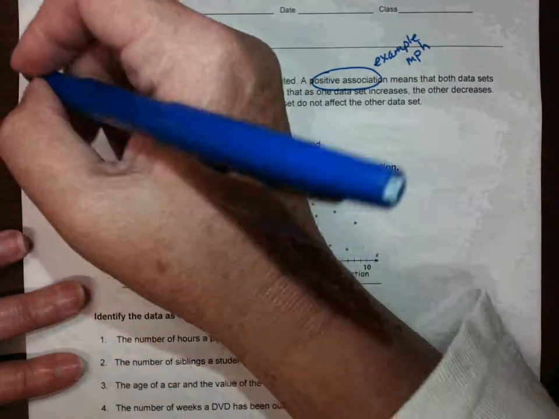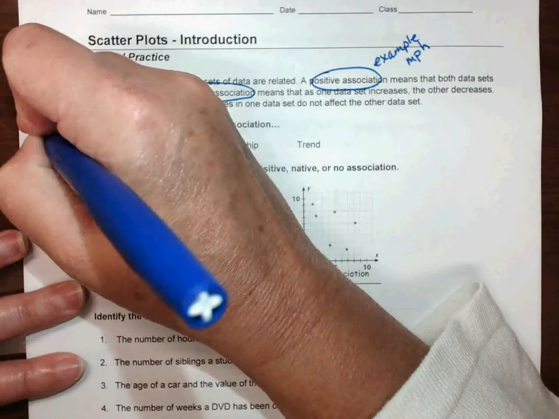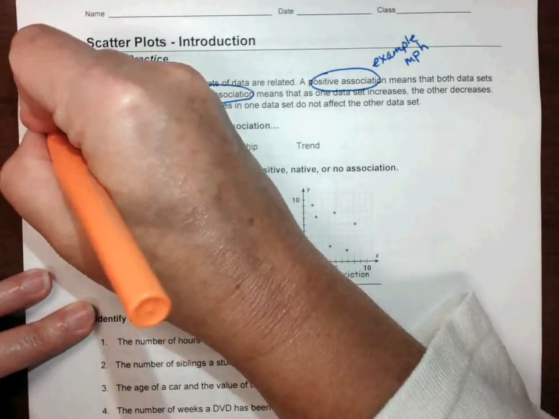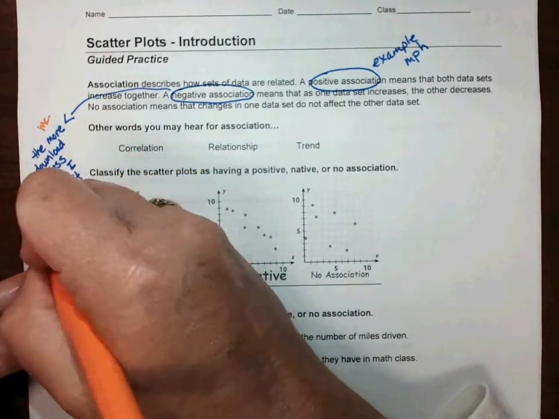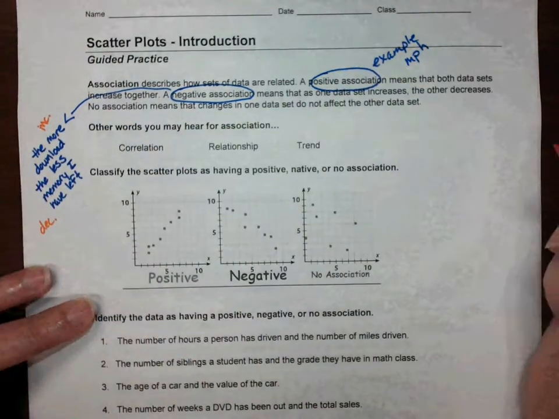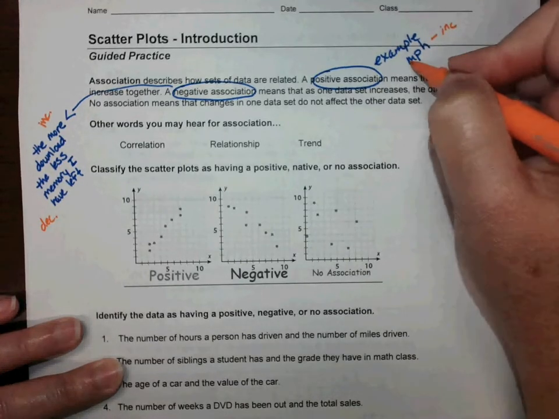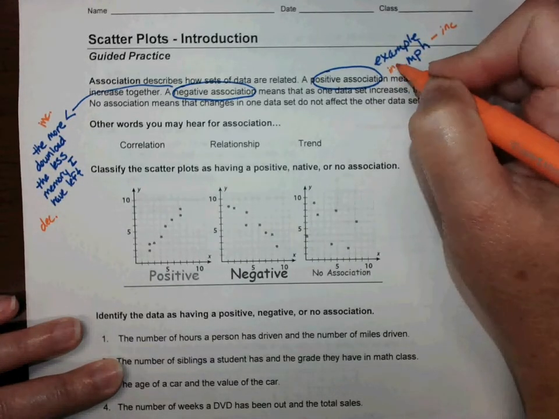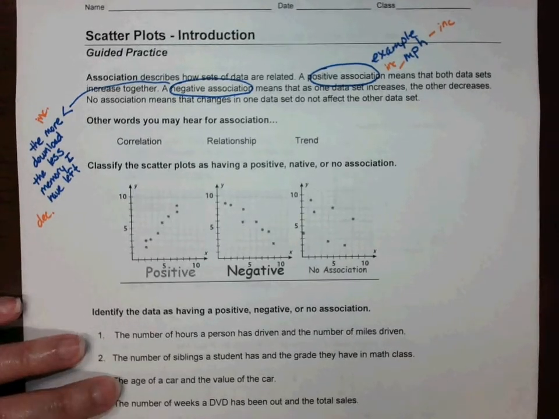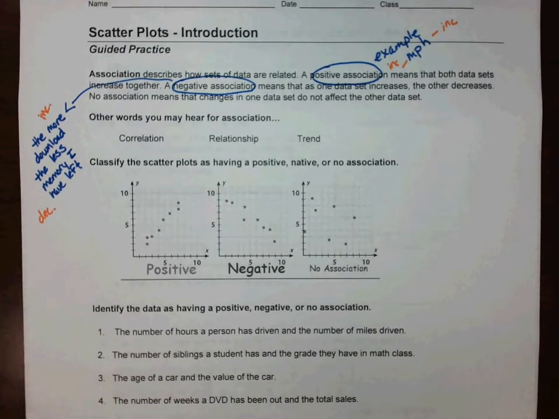So this one would be increasing. Let me write this. This would be increasing while your memory is decreasing. Okay? Here, miles per hour, it's increasing, the hours are increasing, and the miles that you travel are increasing. Okay? And then you've got no association.